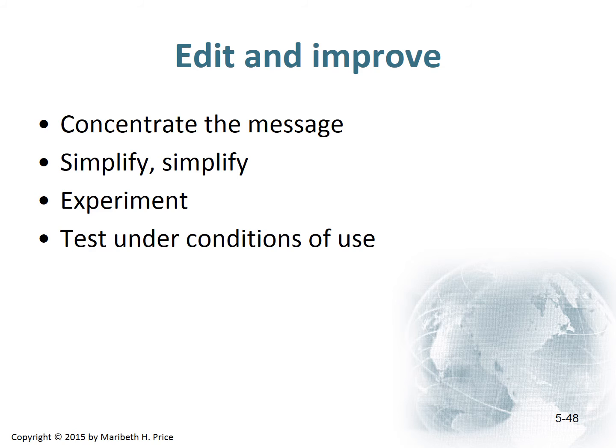Test under conditions of use. Essentially, you create these maps and you think you might know what's going on, but once you talk to people and you have them take a look at your maps, don't be afraid to then go back and say, this isn't working. It's not doing what I wanted it to do. How can I revisit my choices to make a better map?